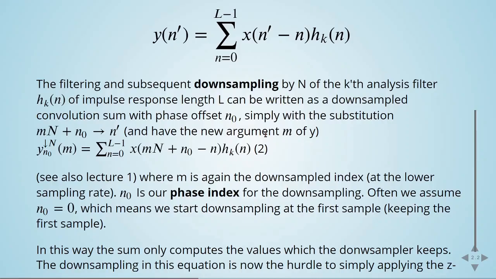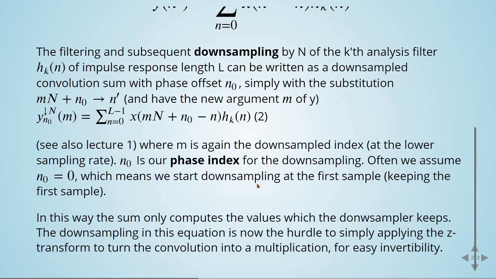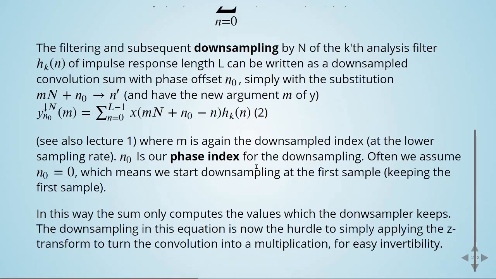Now M is again the downsample index at the lower sampling rate. N0 is our phase index for the downsampling. Often we assume N0 equals 0, which means that we start downsampling at the first sample, keeping the first sample. In this way, the sum only computes values which the downsampler keeps.